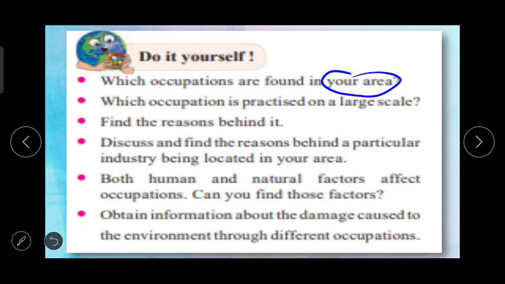Obtain information about the damage caused to the environment through different occupations. Now this one is also a very serious thing which we have to discuss: if any occupations cause danger to the environment, then why, and how to tackle this.